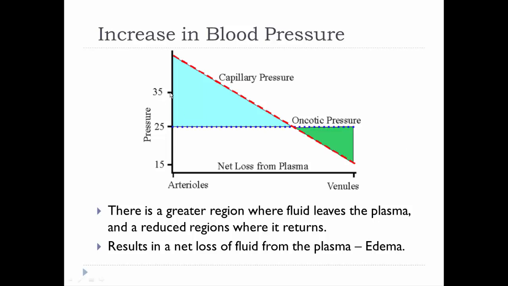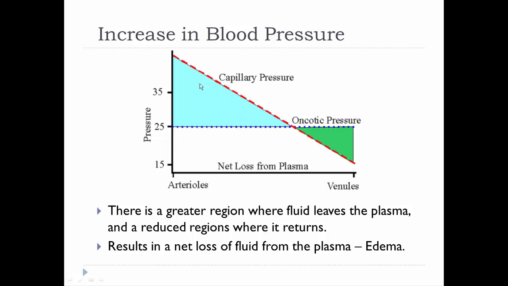But now let's imagine if we have an increase in blood pressure. So instead of having it at 35, let's say it's higher than that. So at the arterial end, the blood pressure is much higher, but at the venular end, we just kept it the same. Osmotic pressure, oncotic pressure, hasn't changed. Now there's a bigger length of the capillary where we see filtration going on because blood pressure is greater than osmotic pressure, so the push out is greater than the pull in, and we get lots of filtration, whereas there's a smaller length of the capillary where we see reabsorption.